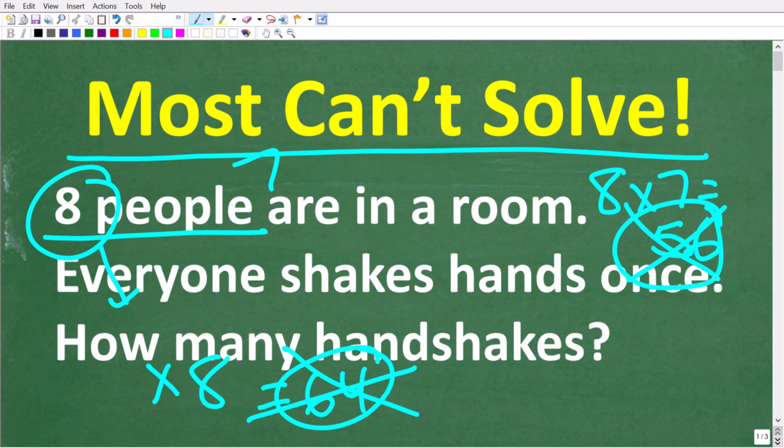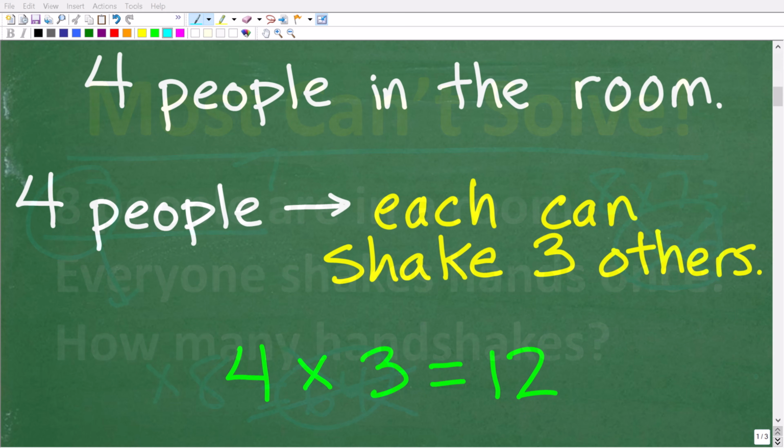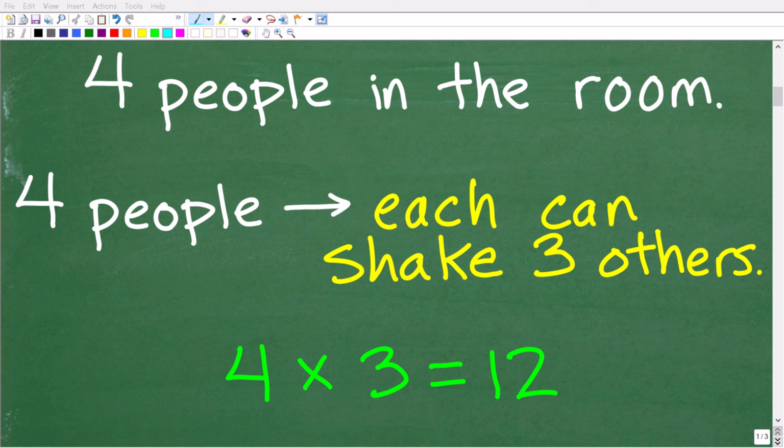Okay, so in this video, I'm going to carefully break this down step by step, and we're going to see exactly where these counting mistakes happen. And once you see it, the logic will become crystal clear on what is the right answer. Let's use a simpler version of this problem to figure out what's going on here. Okay, so let's say we have 4 people in a room, and let's count how many total handshakes occur.